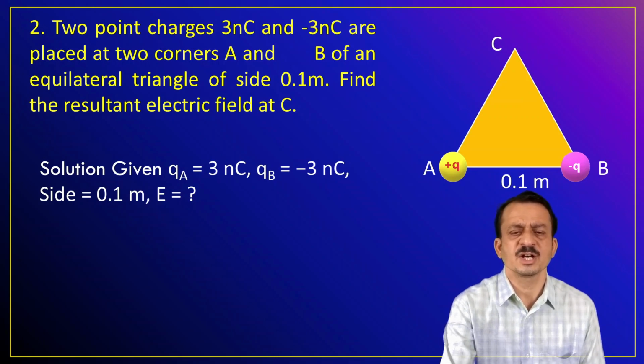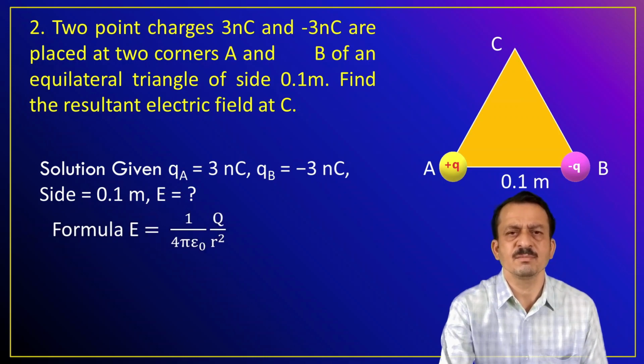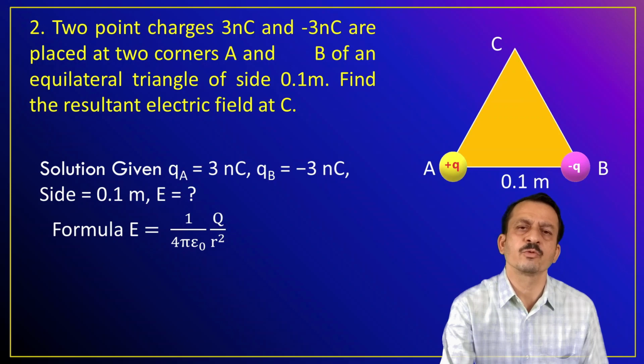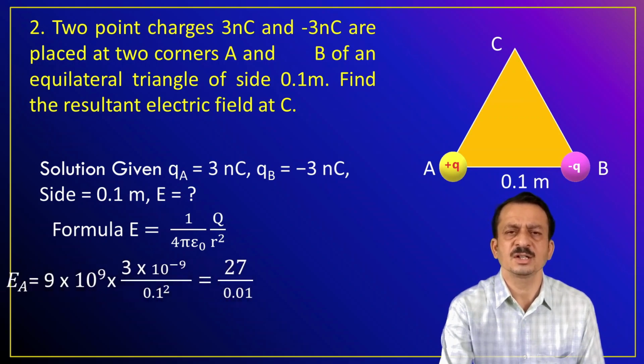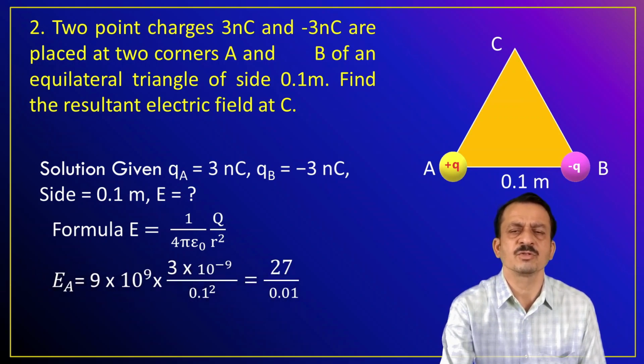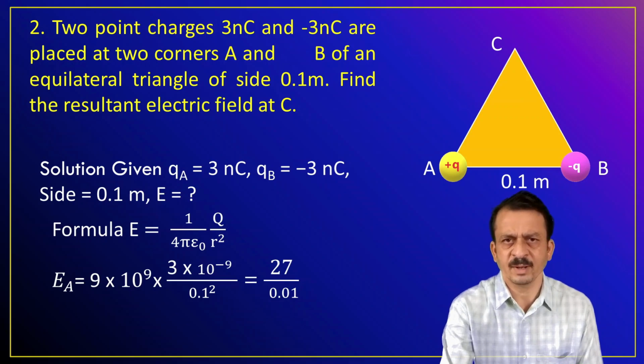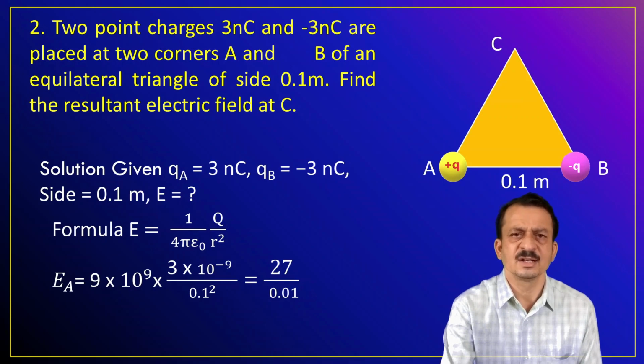Now consider the first charge, that is the positive charge at A. Now the formula is once again the same. Electric field E is equal to 1 divided by 4 pi epsilon naught times Q by R square. Now here R is AC. We know the value of 1 divided by 4 pi epsilon naught. It is 9 into 10 to the power of 9 multiplied by charge 3 nano. Nano is 10 to the power of minus 9. Divided by the distance of separation, 0.1 square.